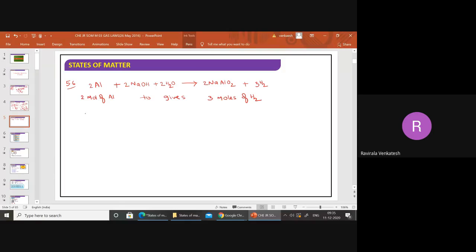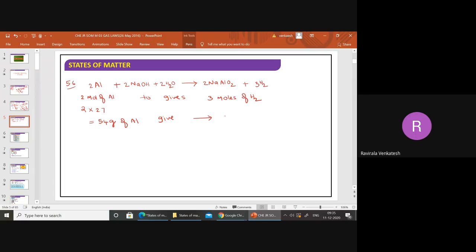2 moles means how much, beta? 2 into the atomic mass of aluminium, how much? 27, right? Okay, 1 mole carries how much weight, beta? 1 mole of aluminium carries 27 grams. 2 moles will have how much? 2 into 27 grams, how much will it be? 54 grams.